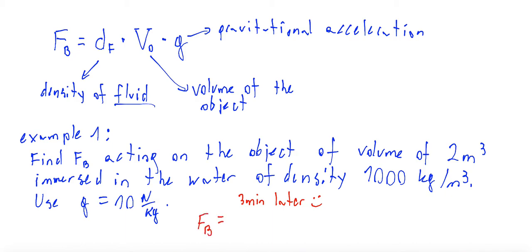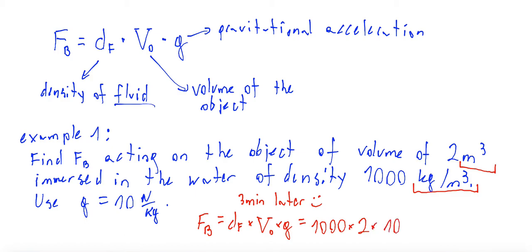Buoyant force is a product of density of fluid times volume of the object times gravitational acceleration. We know density of fluid. Density of fluid is given in standard units. You don't need to convert. You can write just 1000. Volume of the object is also given in standard units, meters cubed. You don't need to write unit. Times gravitational acceleration, which is also given in standard units. You have to multiply 1000 times 2 times 10. 1000 times 2 is 2000. 2000 times 10 is 20,000. Remember, this is force, so newtons, and the direction is up, because buoyant force is always directed up.